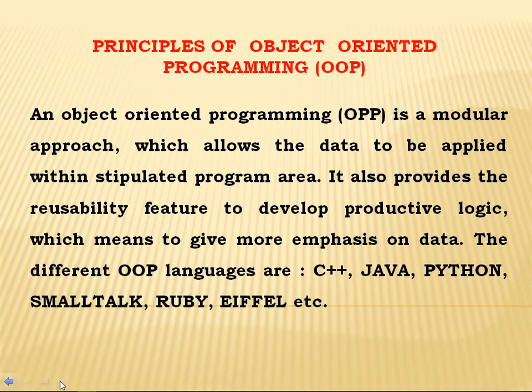Principles of object-oriented programming. OOP, that is the short form of object-oriented programming, is a new paradigm to solve complex problems in a simpler way. Object-oriented programming is a modular approach which allows the data to be applied within a stipulated program area. It also provides reusability features to develop productive logic, which means to give more emphasis on data. The different OOP languages are C++, Java, Python, Smalltalk, Ruby, Eiffel, etc.